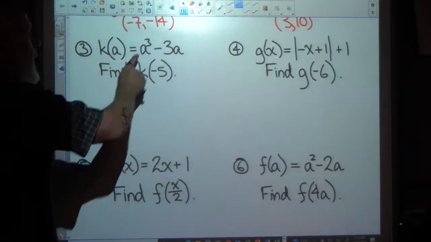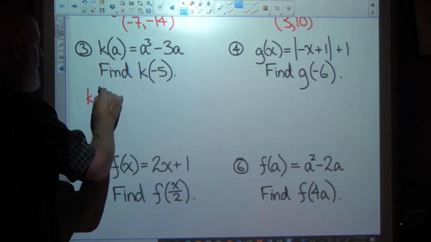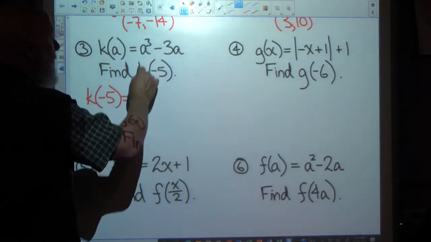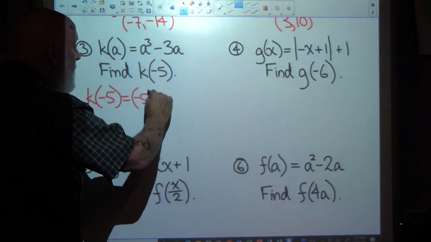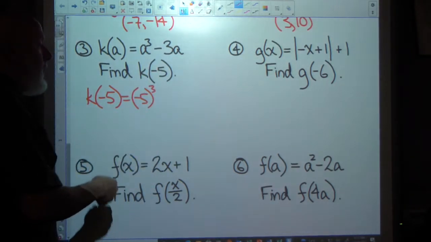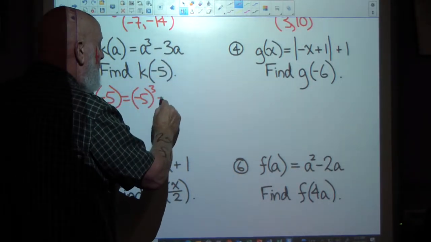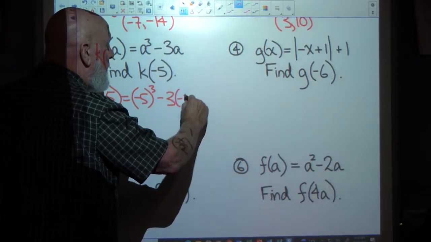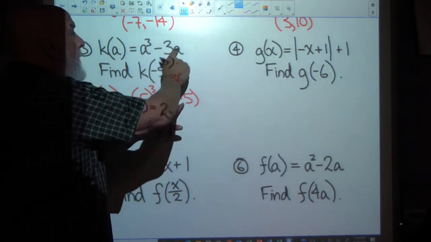Here's a k function, a cubed minus 3 times a. So I want to evaluate k at -5. This will be -5, plugging it in right here. -5 cubed. If you're going to do this with a calculator, make sure you use your parentheses. Minus 3 times negative 5. So I plugged in negative 5 right here and right here.